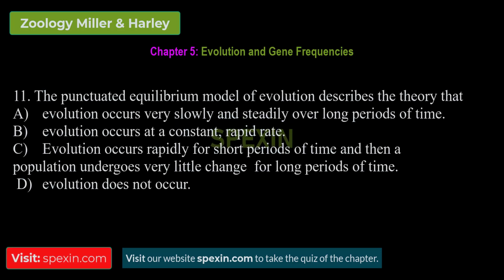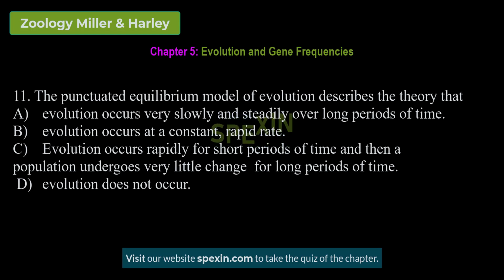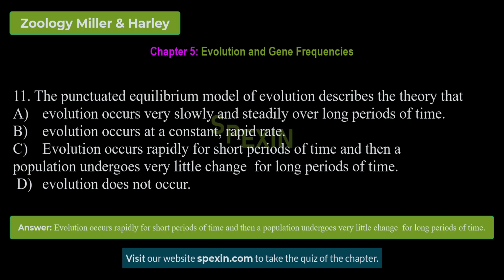The punctuated equilibrium model of evolution describes the theory that evolution occurs very slowly and steadily over long periods of time. Evolution occurs at a constant, rapid rate. Evolution occurs rapidly for short periods of time and then a population undergoes very little change for long periods of time. Evolution does not occur. Correct answer: evolution occurs rapidly for short periods of time and then a population undergoes very little change for long periods of time.